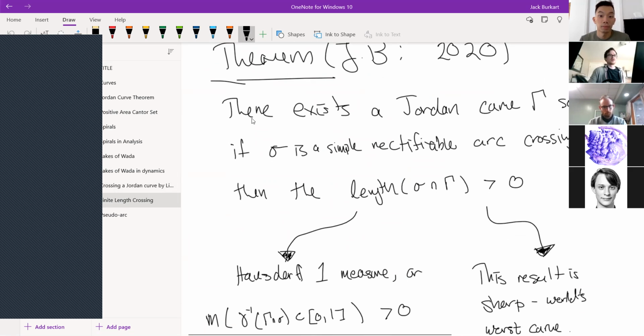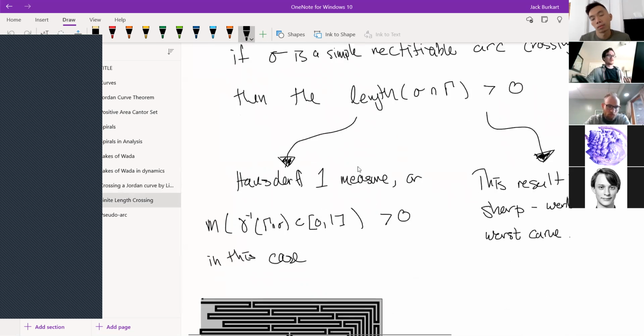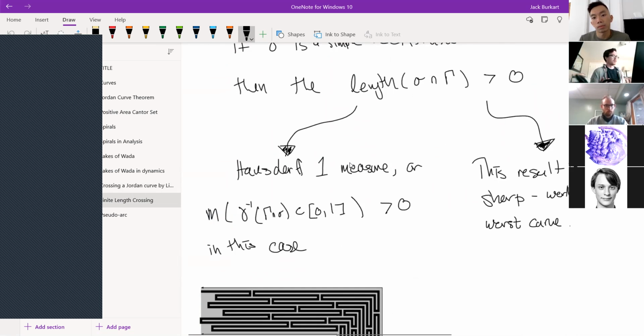I show that there exists a Jordan curve gamma so that if sigma is a simple rectifiable curve that goes from the interior to the exterior, then the length of sigma intersected with the Jordan curve, that is the crossing, for any rectifiable curve, is positive. It's strictly bigger than 0. So not only is it uncountable, it's a set of positive length. That's as big as the crossing can possibly be. So what do I mean by the length of the intersection? What I mean is, for those that know what the Hausdorff 1 measure is, since it's a simple curve, you can pull back the parameterization since it's finite length, and you have Lebesgue measure inside of there.